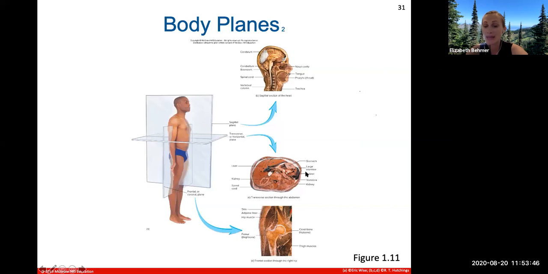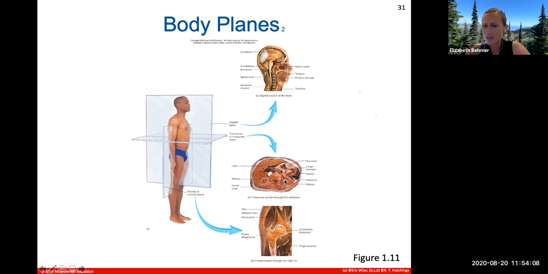This is a look at body planes and what kind of cut you would get, whether it would be a cadaver or an MRI structure. So this is a sagittal section of the head because it's cut down the head into a half where you can open it up and see a sagittal section. So you're looking at a sagittal section of the head there.